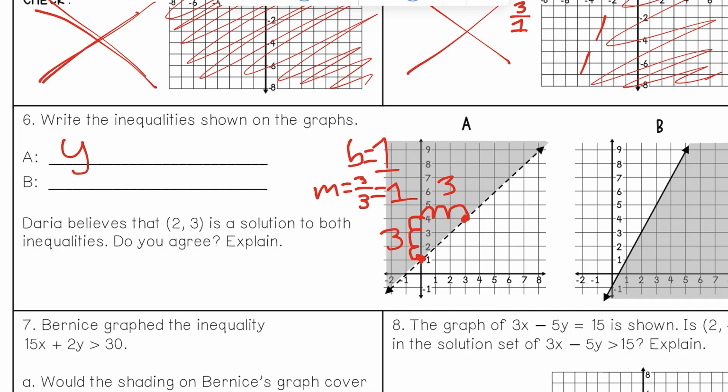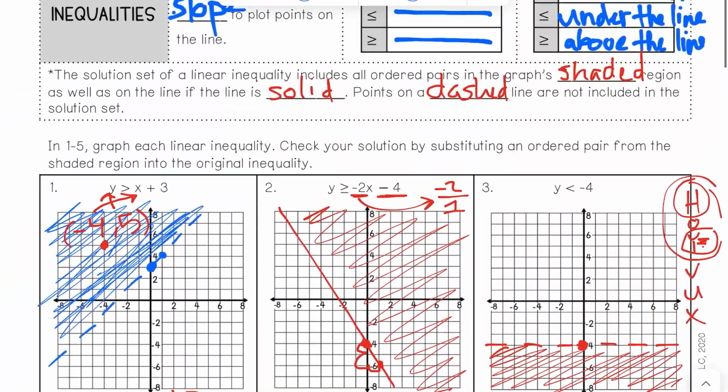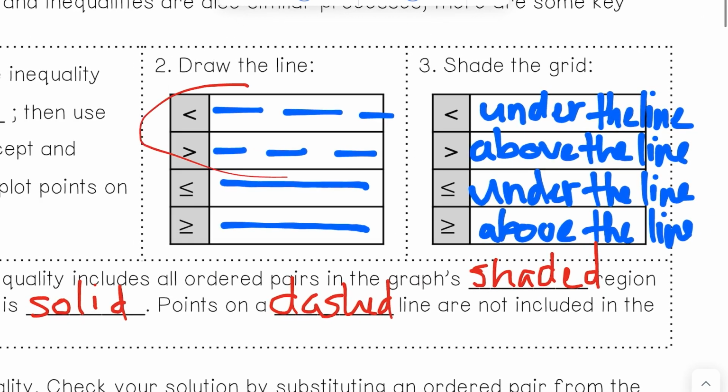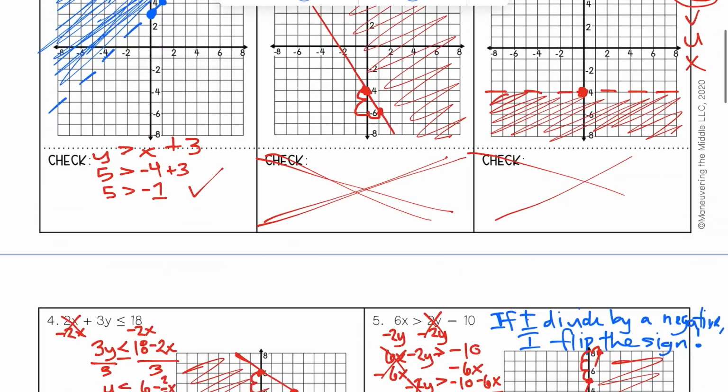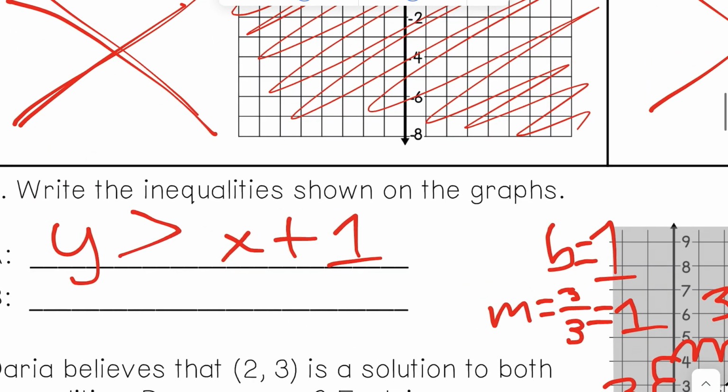We're going to put 1x plus 1. You could also just erase that 1 in front of the x, because it's a ninja one, right? It doesn't really need to be there. Okay. And then I have to figure out my symbol. Well, it's a dashed line, and it's shaded above the line. So let's figure out which symbol has a dashed line and is shaded above the line. Dashed line would be one of these two. Above the line would be this one. So I'm going to use this symbol right here, that greater than symbol. There we go.